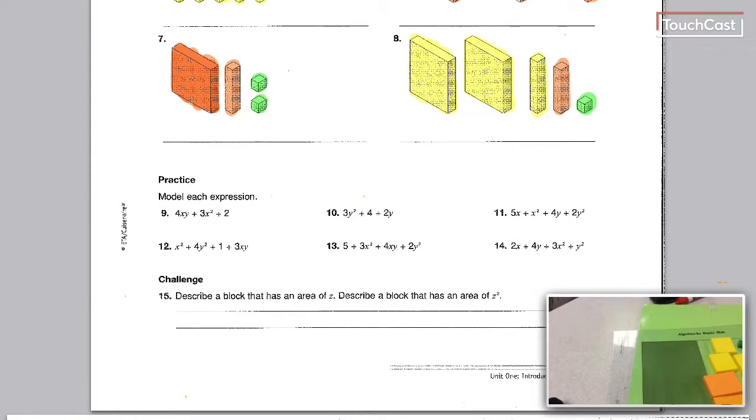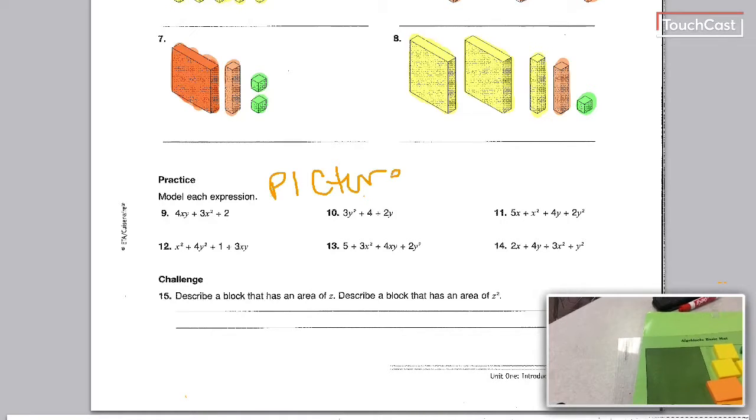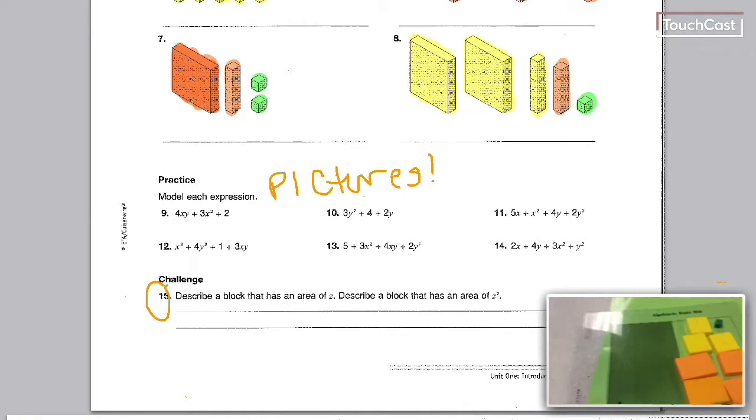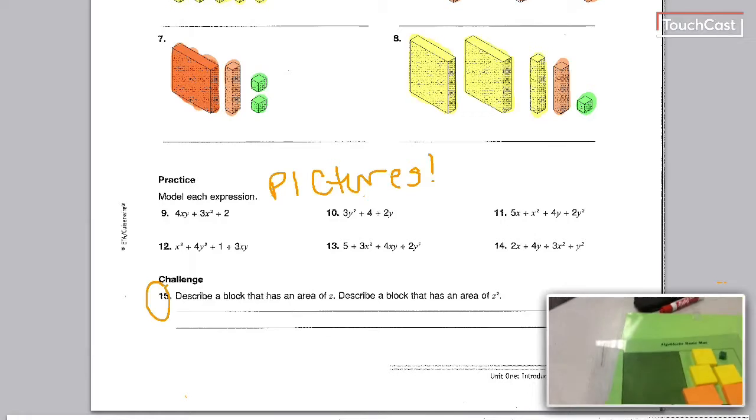There aren't too many of these. So go ahead and again, you want to take pictures. Okay, so we're going to put pictures. You can just insert a picture of the Algeblock. And the last question is a challenge question. It sounds hard, but it's really not. It says, describe a block that has an area of z. Describe a block that has an area of z squared.